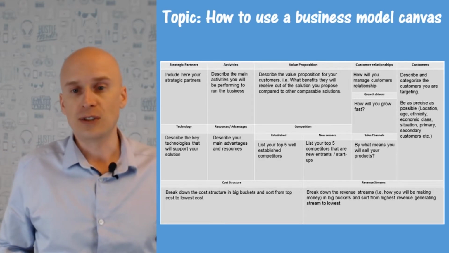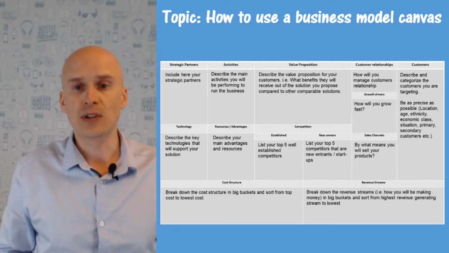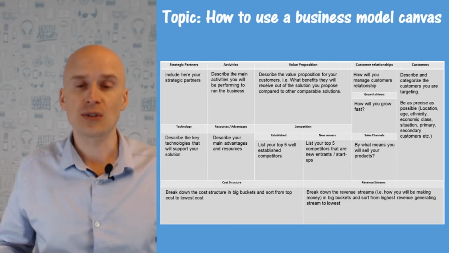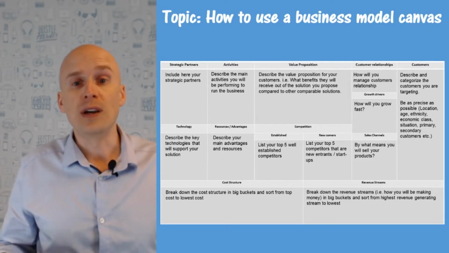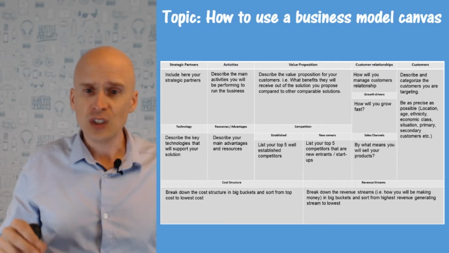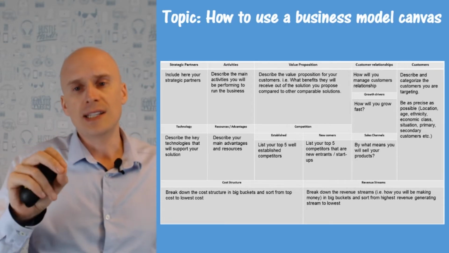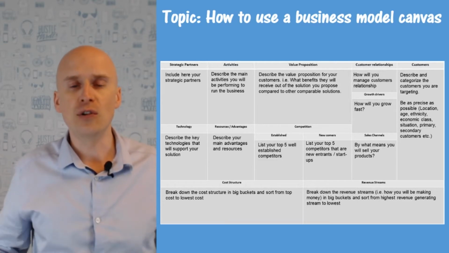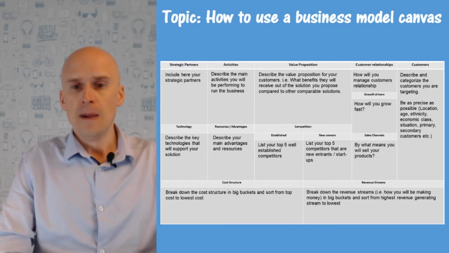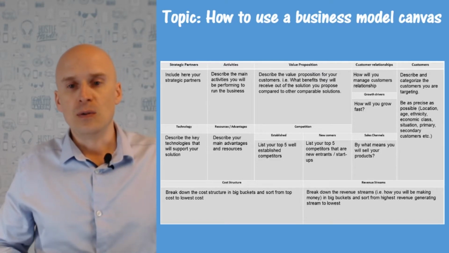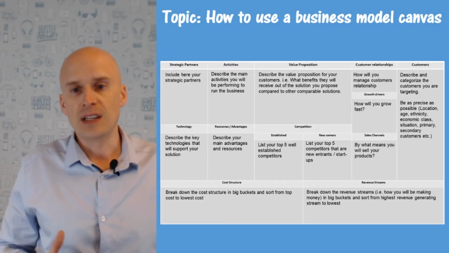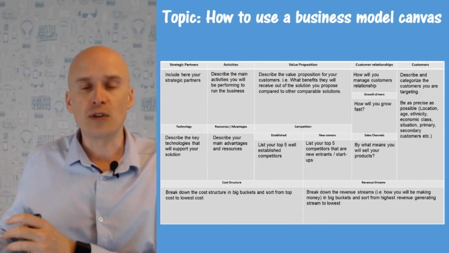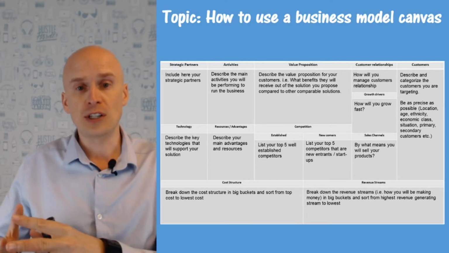Then your competition, and that's also not on the traditional business model canvas. I've added this because in a world of more aggressive competition, I think it's key to talk about it right away, even when you talk about your business model. So competition, here you're going to put your established and your newcomers. Established is who's been there for a long time, big corporations, and you list your top 5 well-established competitors. Then just next to it, the newcomers. List the new entrants, if you will, startups like you that are also entering that market.